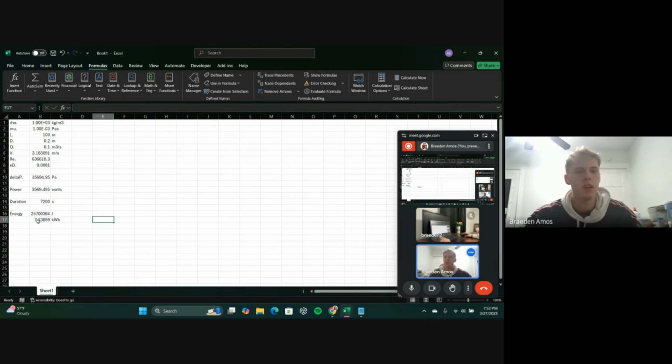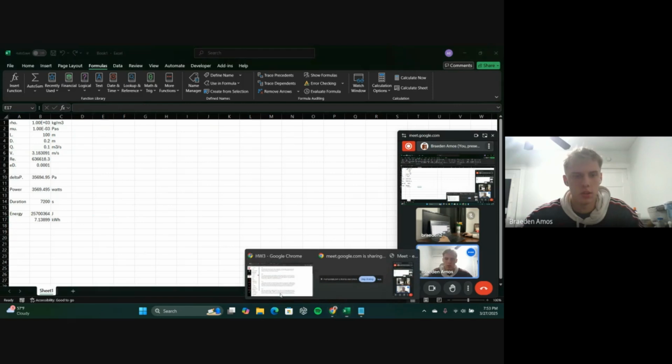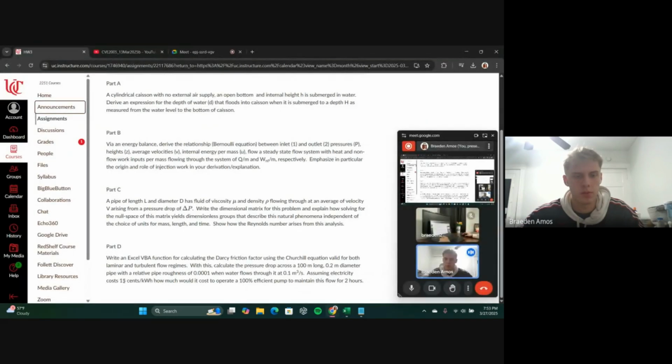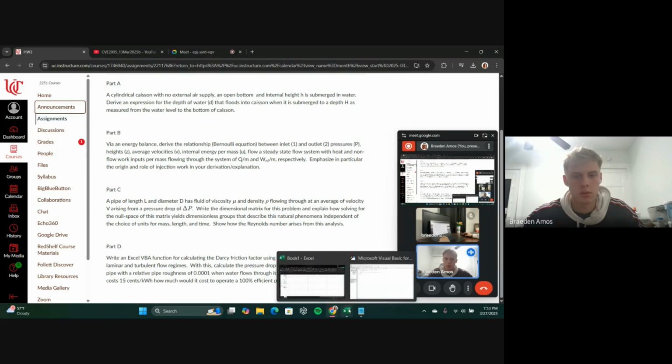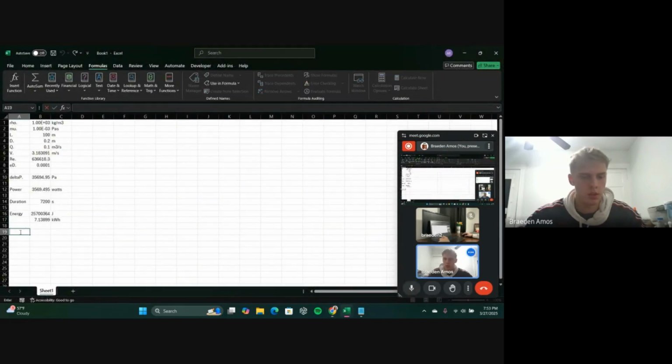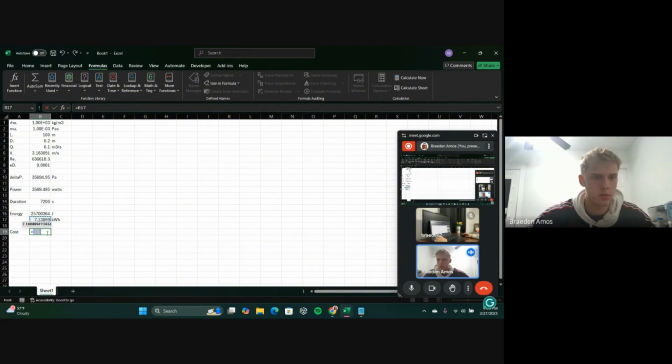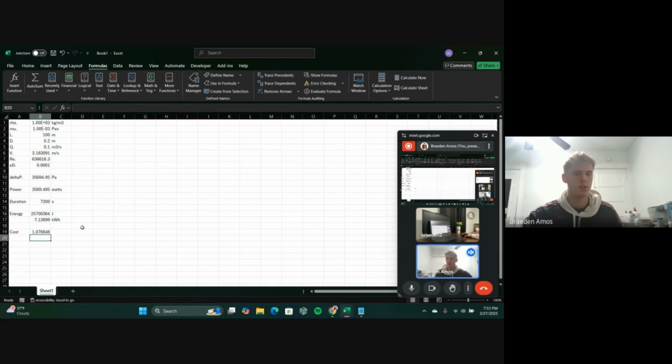So that is our number. And we want the total cost. It's 15 cents per kilowatt hour, so we do 15 cents times the amount of kilowatt hours we have. So cost is equal to this number times 0.15, and that is the total cost we have for running this pump for 2 hours.